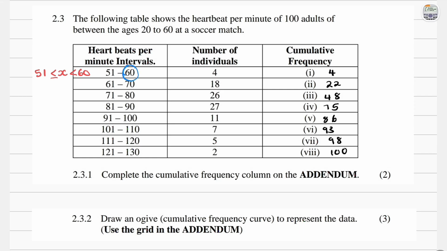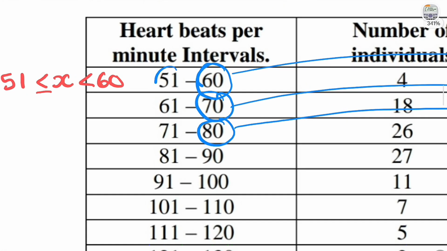So 60 goes with the 4. 70 goes with this 22. 80 goes with the 48. And you see how they're all going to be paired up. So with that, just keep in mind that this 51 over here, that number there will always go with a cumulative frequency value of 0. So this is the X value, and the Y value that goes with this is 0.